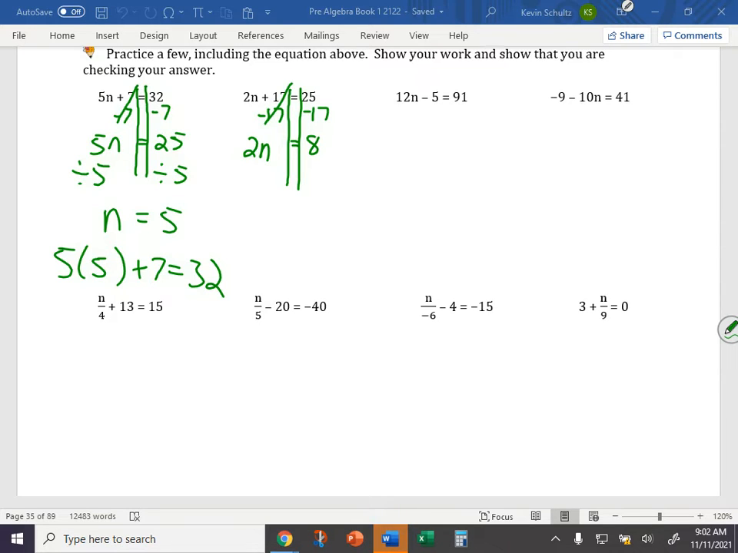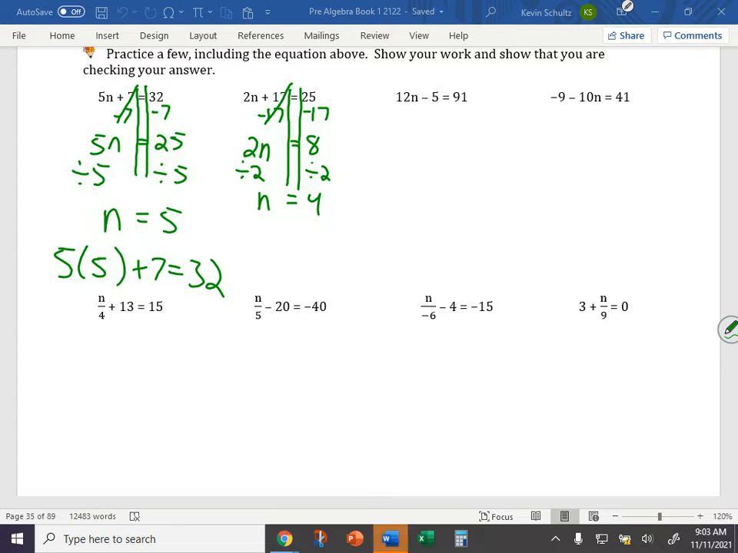What's our next step? Carter? This says 2n equals 8. What are we going to do to undo that? Divide by 2. And n equals 4. Okay? 8 divided by 2 equals 4.